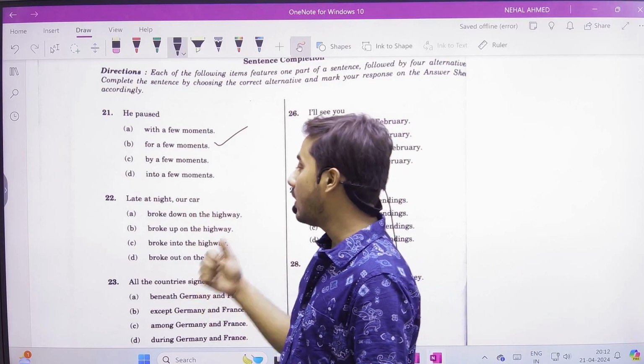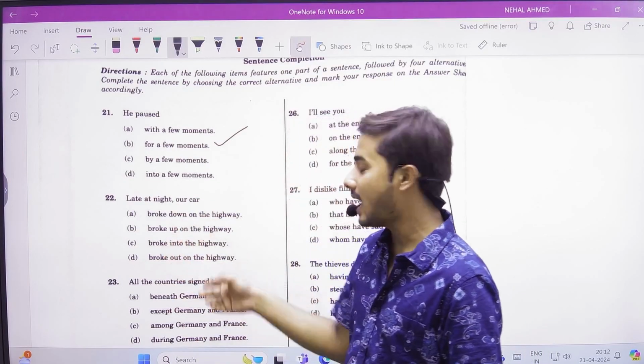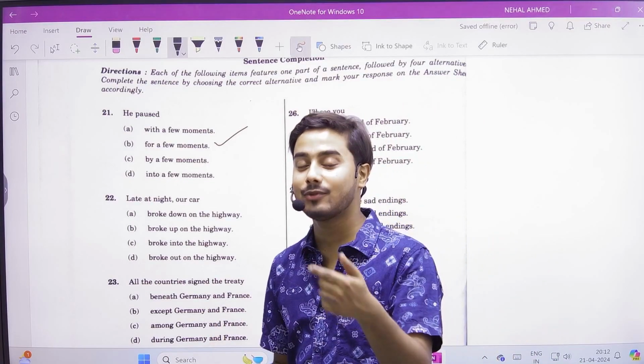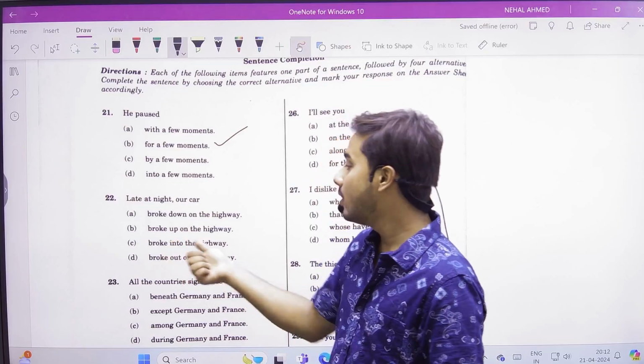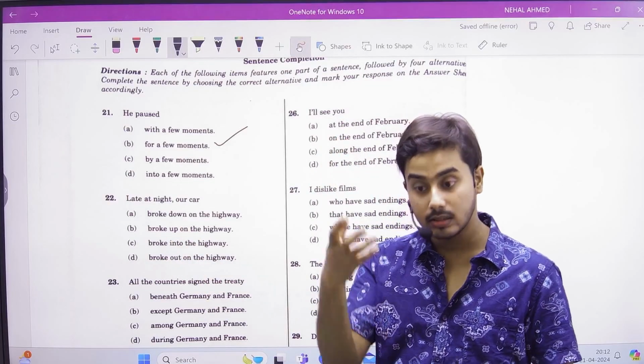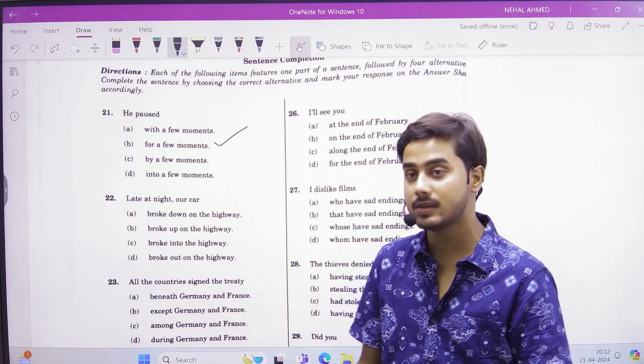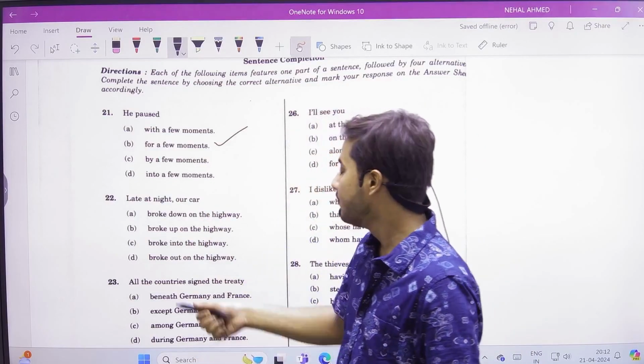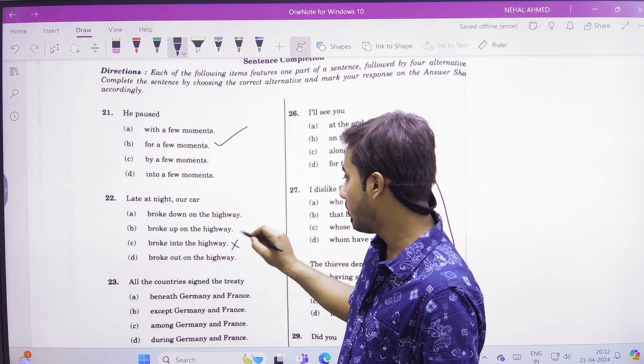Late at night, our car. So you see the option broke up is not the word we use for cars, right? So we use that for the relationships we have. Broke into, so we say that the vase broke into several pieces, but a car cannot really break into several pieces, can it? So these two are wrong.